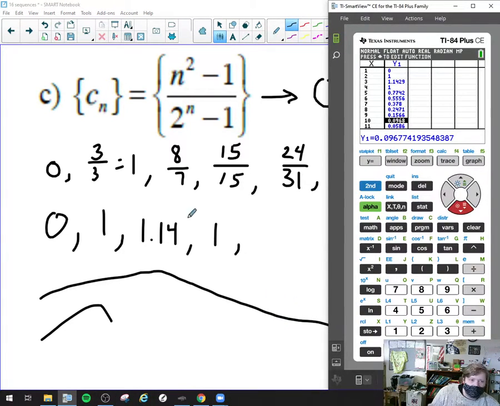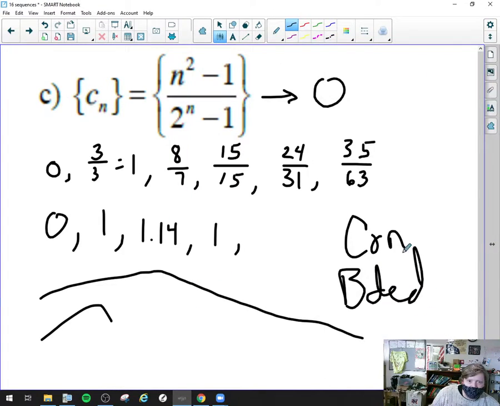Yeah, I remember that a 7th is like 0.14-ish. So it's convergent, it's bounded, but it is not monotonic.